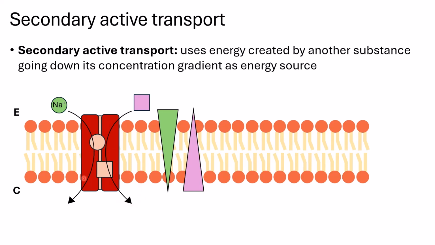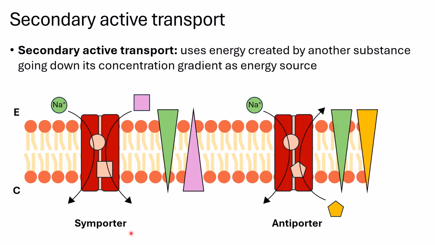Since the two substances are moving in the same direction, the transport protein is referred to as a symporter. You can think of sym as similar or same. If the two substances are moving in opposite directions of each other, then the transport protein would be called an antiporter, with anti meaning they are the opposite of one another.